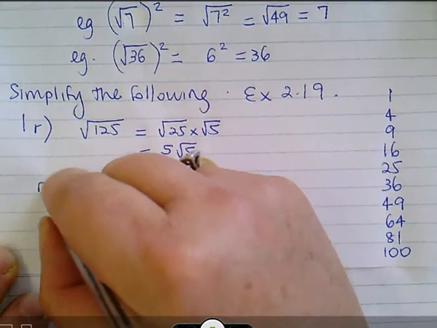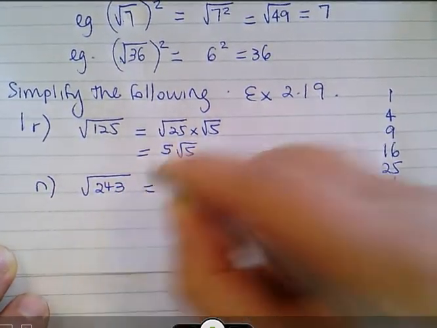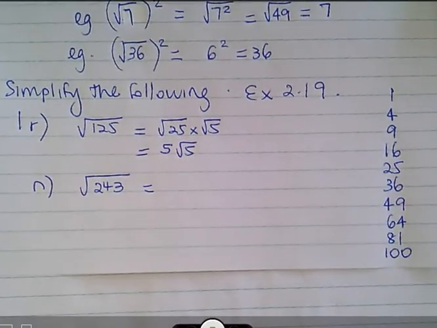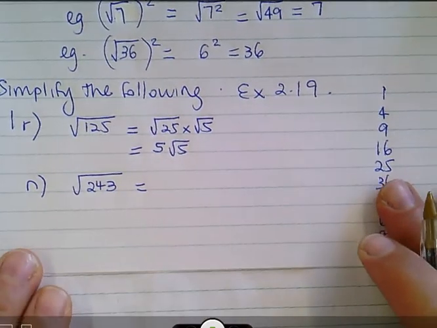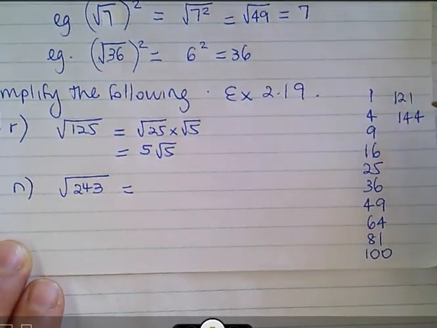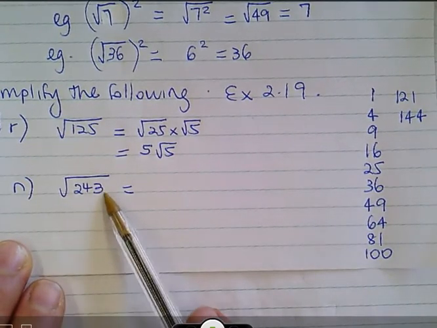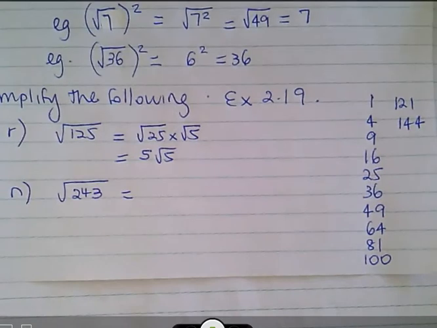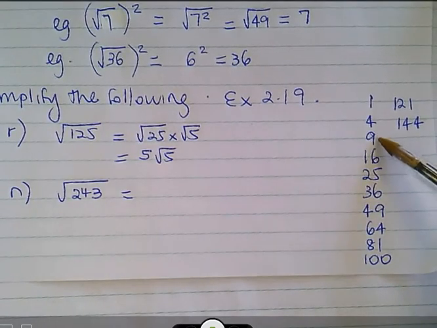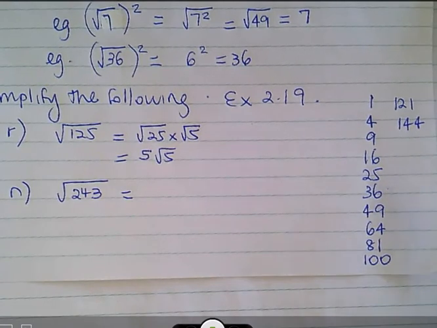Let's look at n, because it looks terrible. The square root of 243. Horrible. I'm going to write a few more square numbers: 121, 144. I don't think it's going to be any of those. What do the digits add up to? 9. That means it's divisible by 3. It could be divisible by 9. Have a look. Could it be divisible by 36? Maybe not. We know it's divisible by 3.